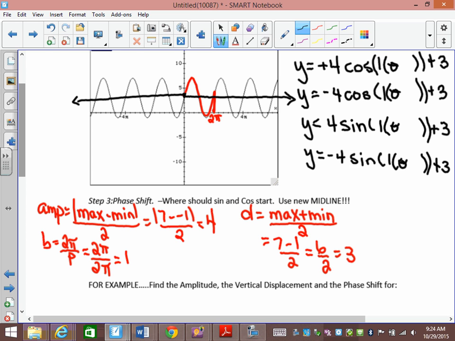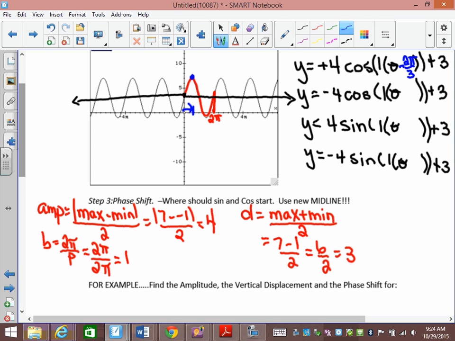Okay, so let's do positive cos first. We want to find how far the closest maximum has moved horizontally. Well, 2 ticks, right? Each tick is pi over 3. So this would be pi over 3. This would be 2 pi over 3. It moved from the y-axis to the right 2 pi over 3. So I'm going to put minus 2 pi over 3.